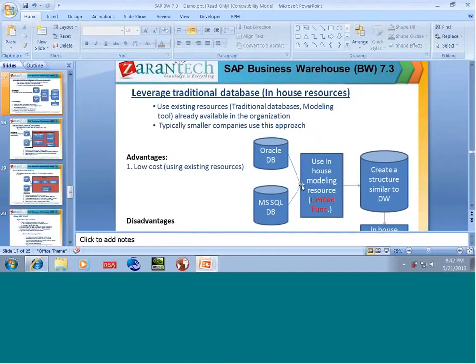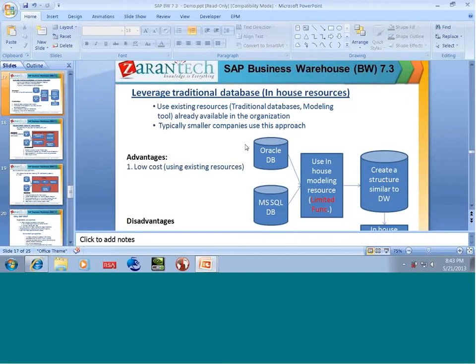So let's move on to the first one, which is leveraging the traditional database. Let's take a typical scenario. Let's say there is a small organization. It only has about 200 employees, and it's a shop that runs Oracle database and Microsoft SQL database. It's a very small to mid-sized company. They don't want to invest big money on going into a full-fledged data warehousing tool.